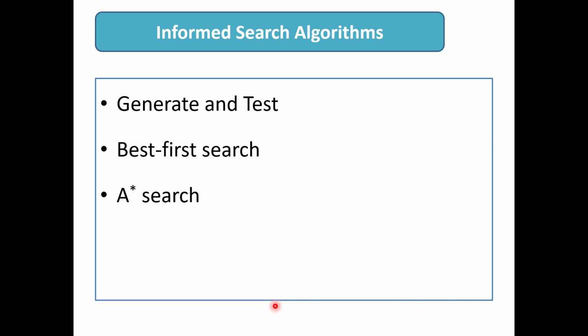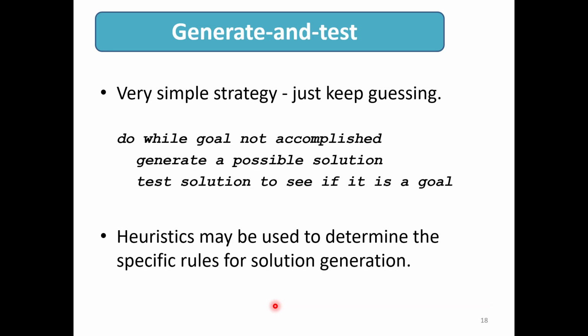There are three methods: generate and test, best first search, and A* algorithm. What is the generate and test method? The generate and test method keeps on guessing. We are trying to find the solutions. We generate the possible solutions, and test whether this is a good solution or not. This is called the generate and test method.